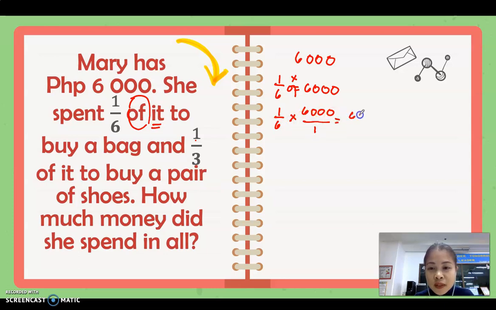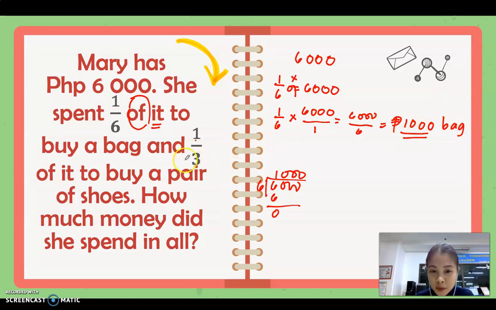So we have 6,000 over 6. Then divide 6,000 divided by 6. The answer is 1, 6, 0. There are 3 zeros. You can just add 3 zeros. There is no remainder. Therefore, she spent 1,000 pesos for the bag. This is only for the bag.